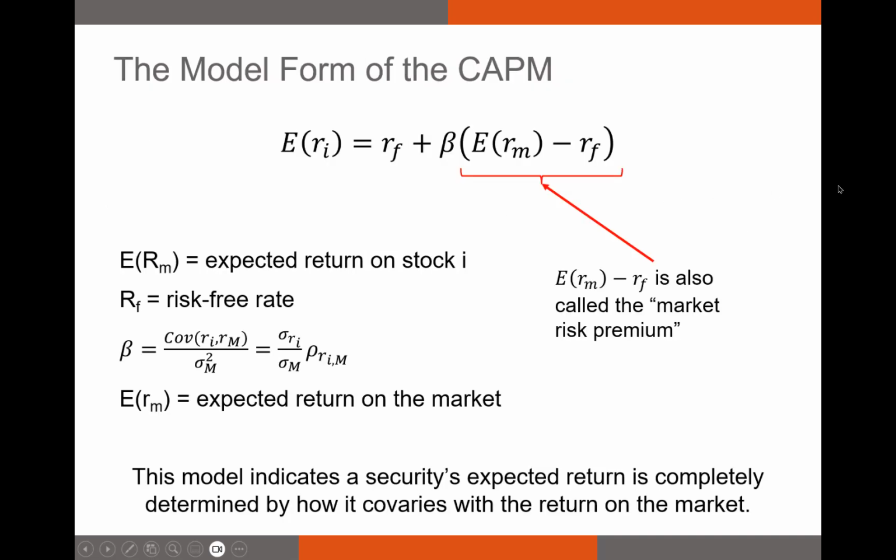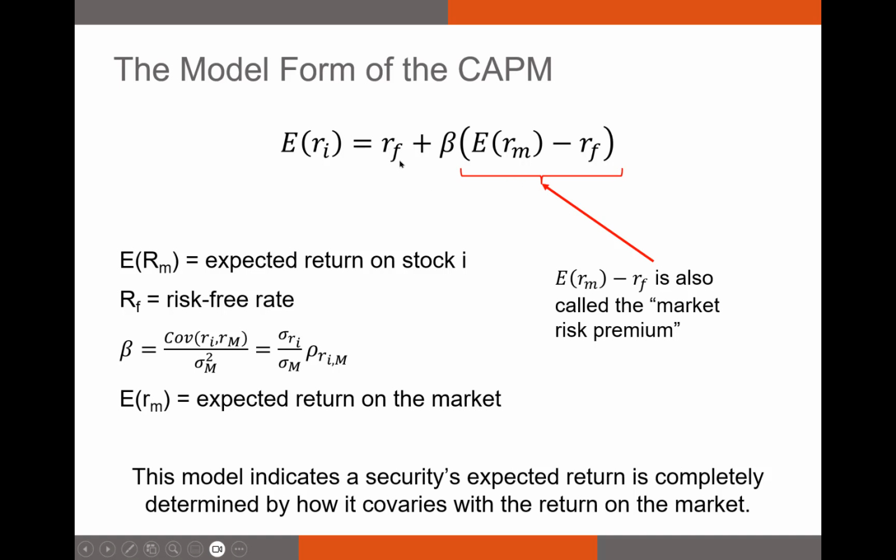All right, now, here is our model form of the CAPM. This is the form that you saw in Finance 300. It's the form that we always talk about. It's our basic form of the CAPM that you should know, that you should have memorized already. But let's talk about this. What it says is that the expected return of a stock, let's call it stock I, is equal to the risk-free rate plus your stock's beta times the expected return on the market minus the risk-free rate.